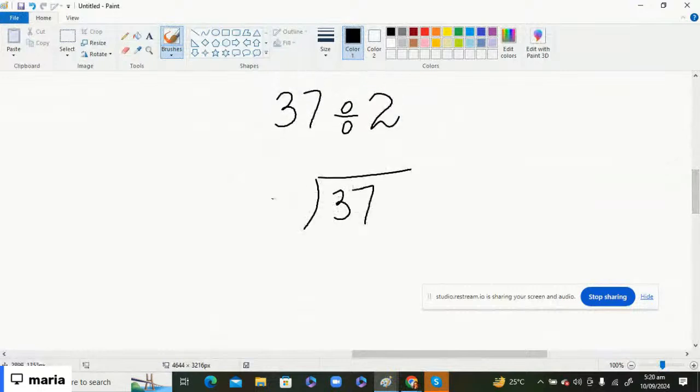So this is 37 divided by 2. Let's divide. Now you guys tell me, how can we divide it? Everyone solve this question in your notebook, please, and then tell me the answer. 37 divided by 2. What's the answer?